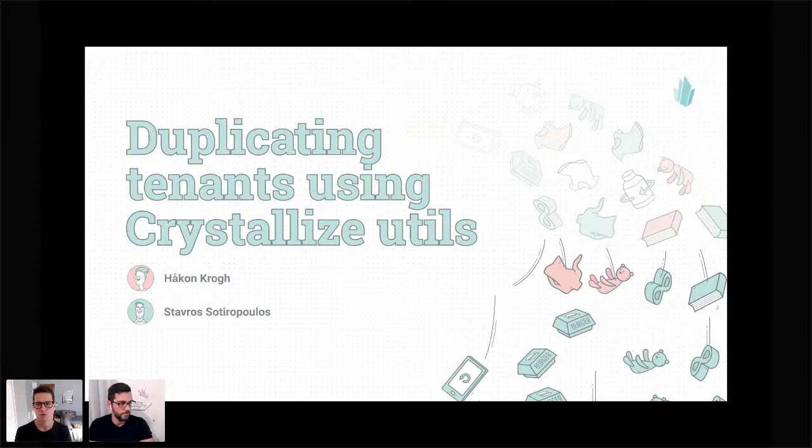It's a two-part thing. The first thing is to look at your source tenant and create a specification for that tenant, and the last part is using that specification to bootstrap a new tenant.